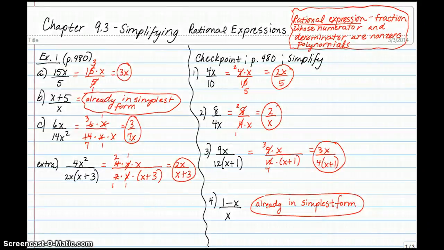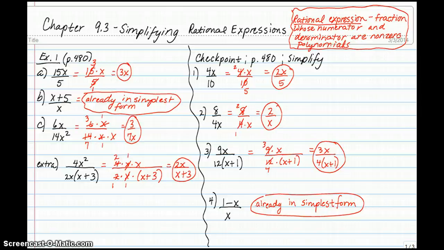For 4x over 10, I stretched it out to 4 times x over 10. 4 and 10 share the common factor of 2. 4 divided by 2 is 2. 10 divided by 2 is 5. Your numerator is now 2 times x, which is 2x over 5.